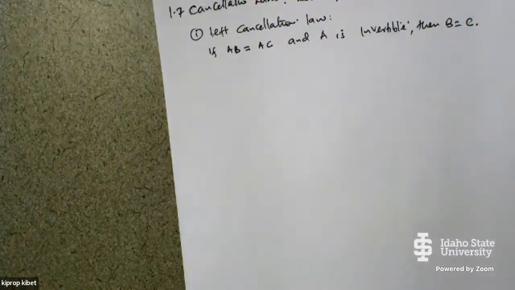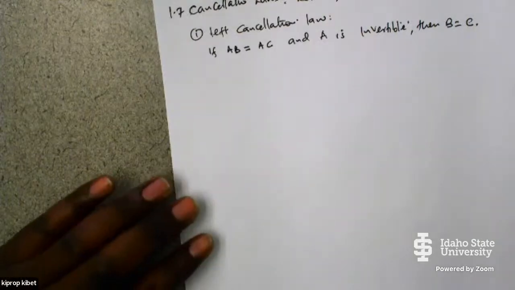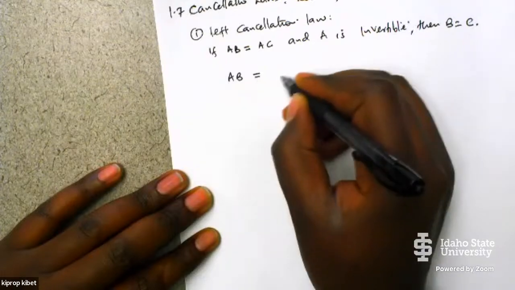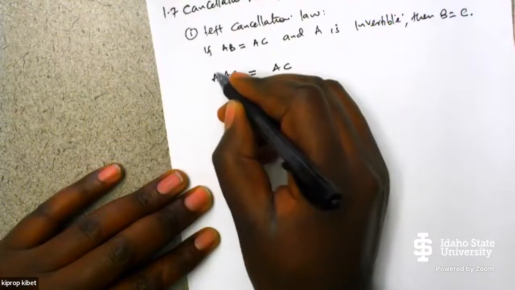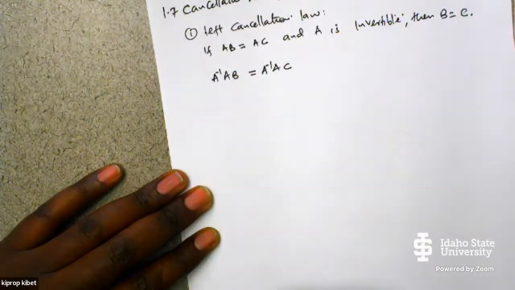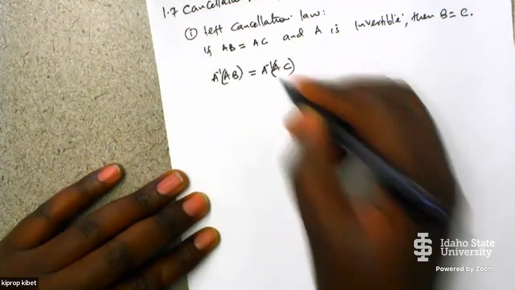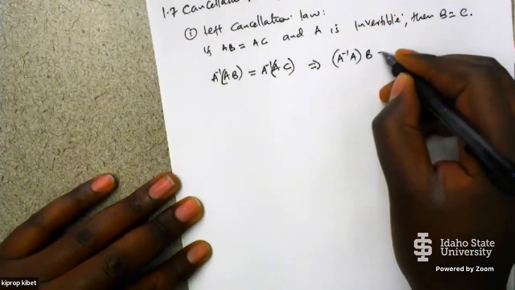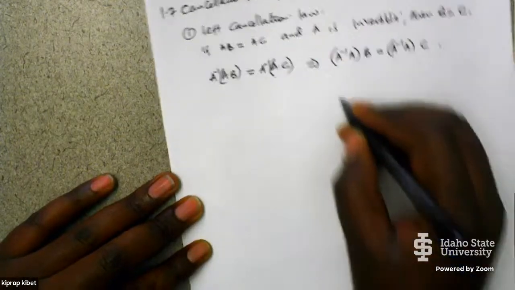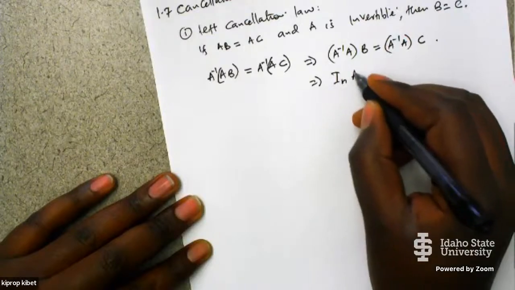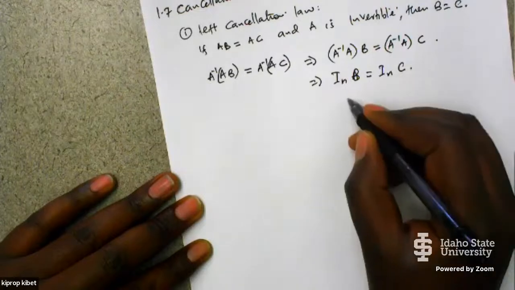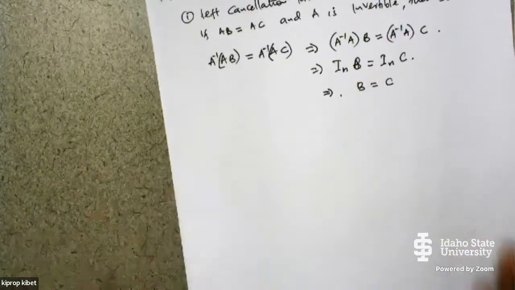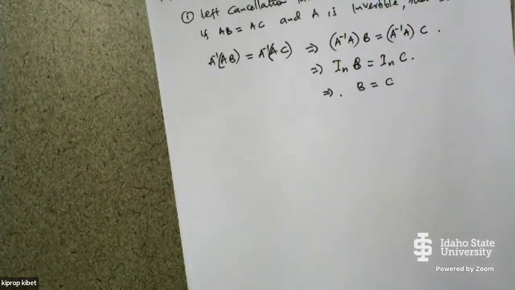To prove this one is simple. If AB equals AC and A is invertible, that means we can get the inverse of A. So if we have AB equals AC, we can multiply both sides by the inverse. Then this is the same as A inverse A multiplied by B equals A inverse A multiplied by C. And then this is the same as IN B equals IN C, and therefore B is equal to C. So that is left cancellation. You're cancelling from the left.